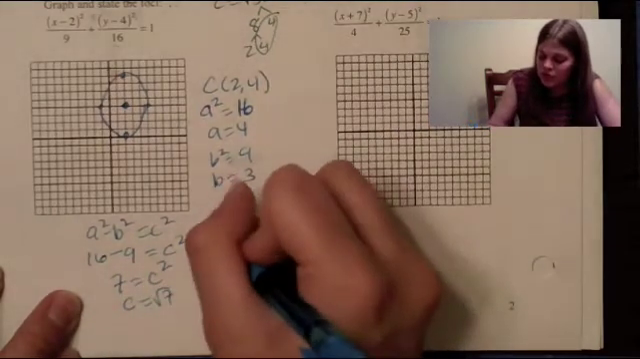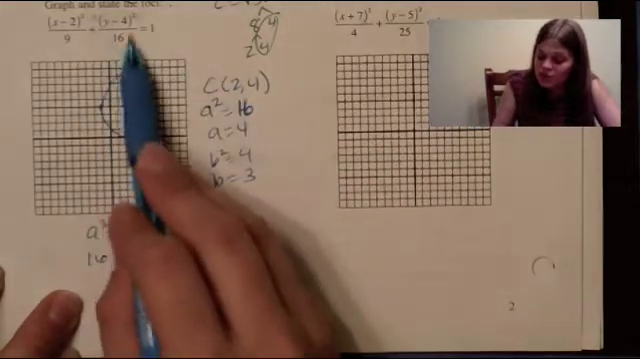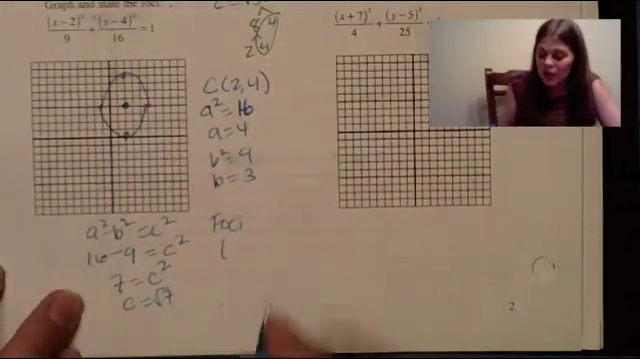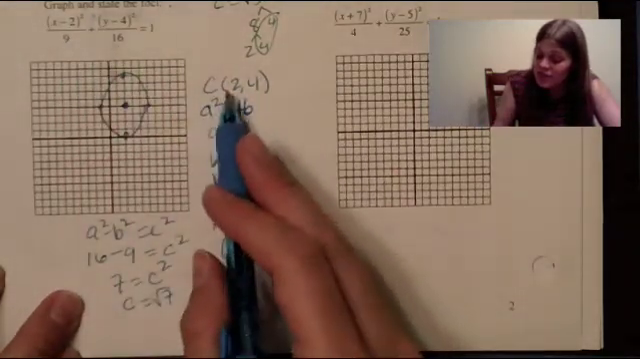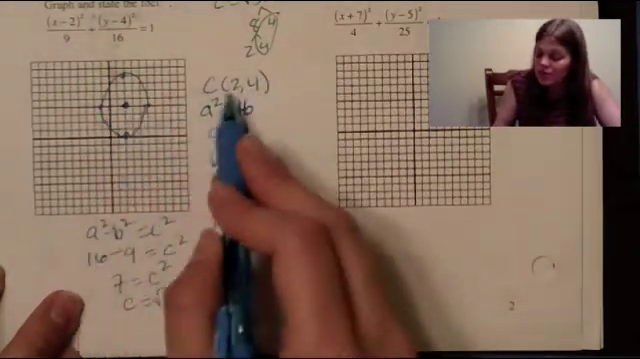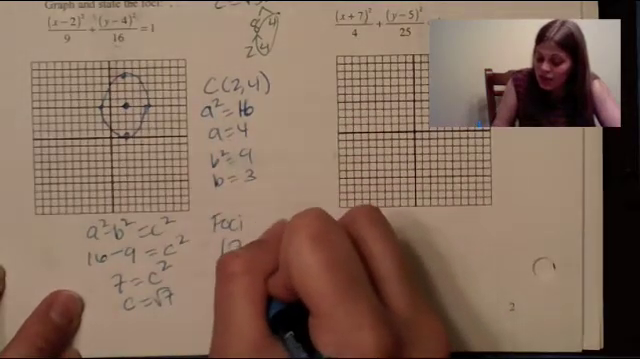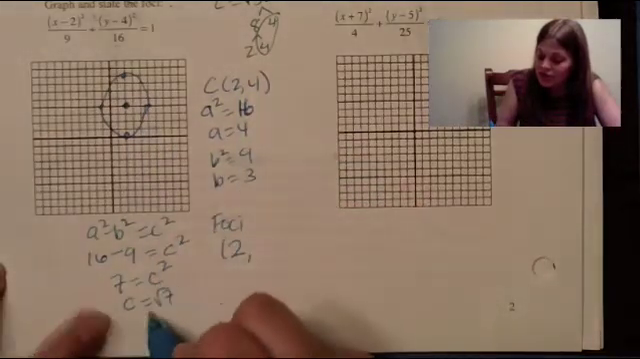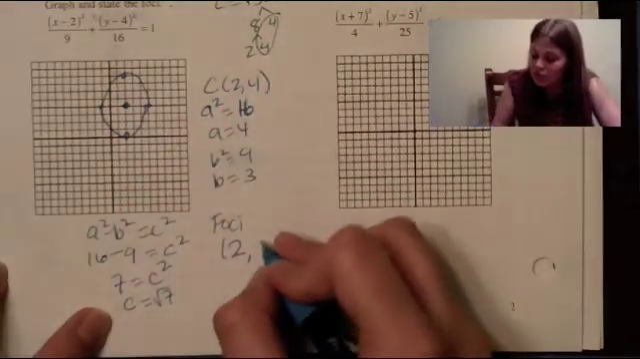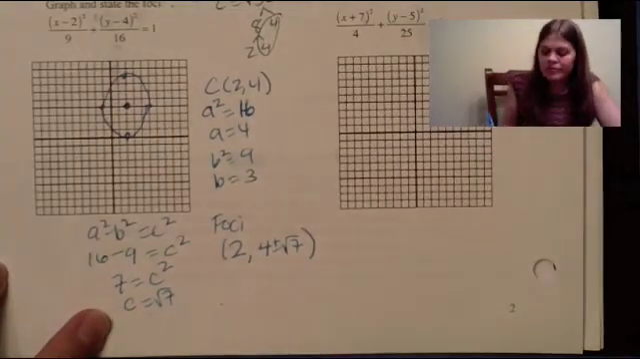Okay. So that means that your foci are going to be located, remember your major axis is with the y, so it's up and down. So I'm going to take the x value of the center, so I'm going to take 2 and keep that the same, and then my y value, I'm going to add the c value so that I can get my foci that are going up and down. So I take 4 plus or minus root 7, and I just leave it like that.